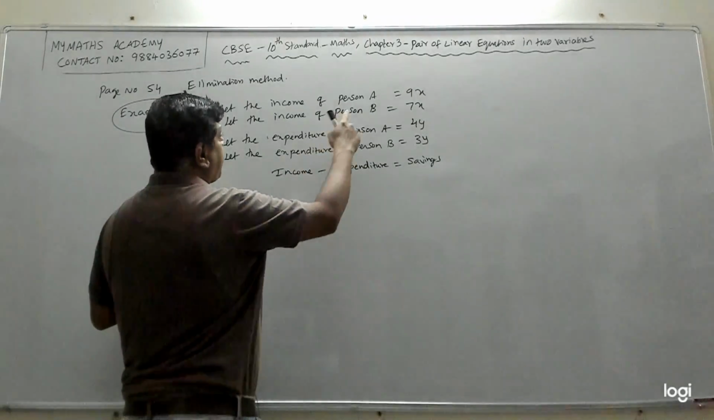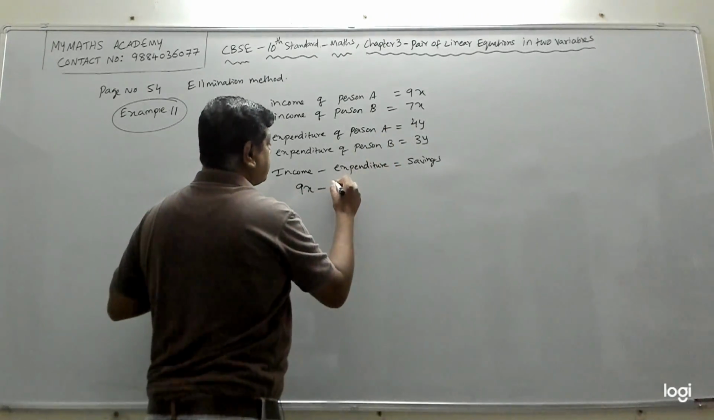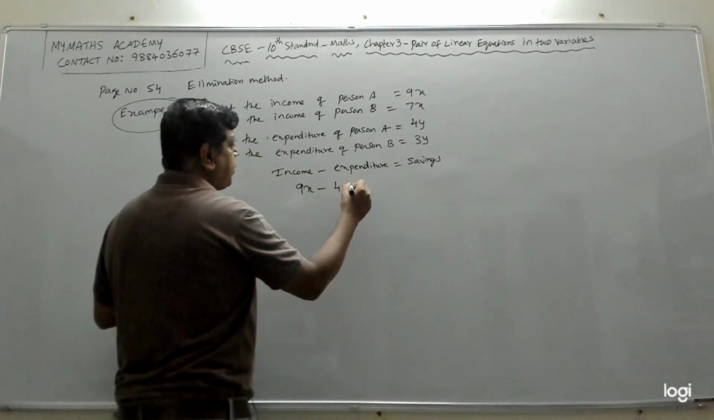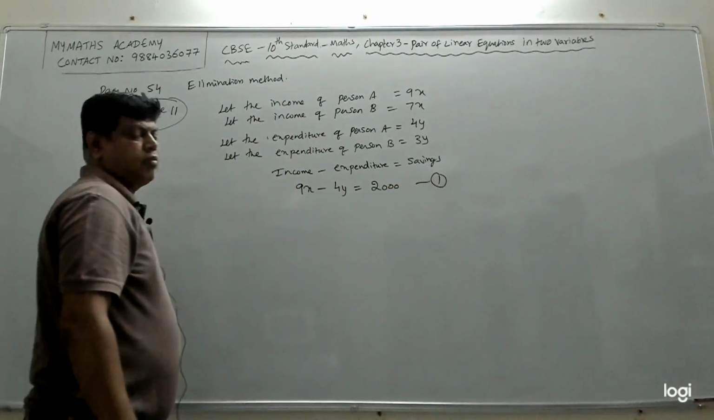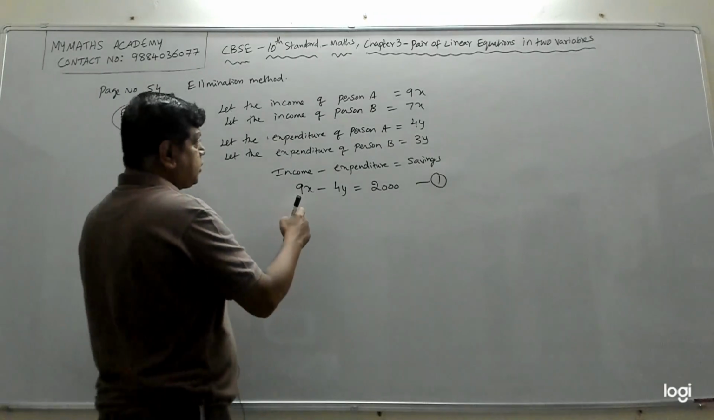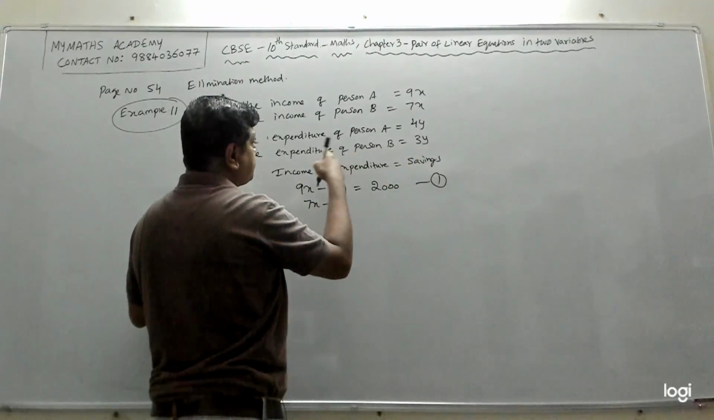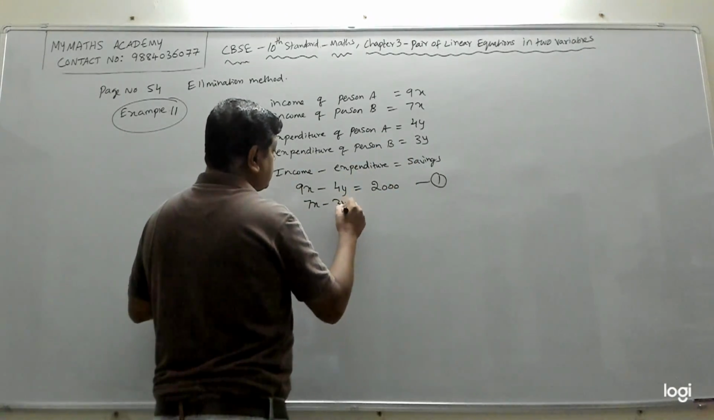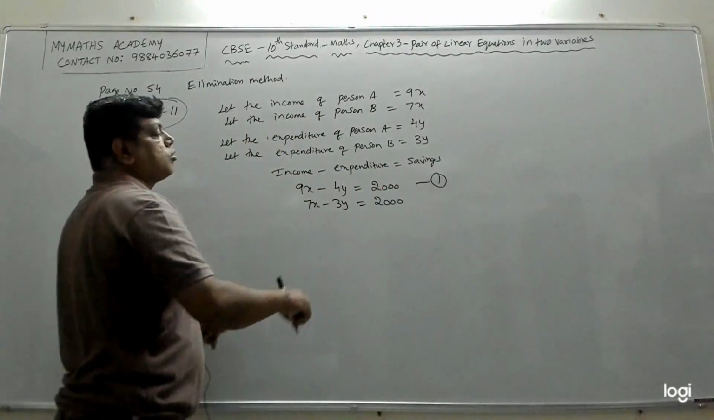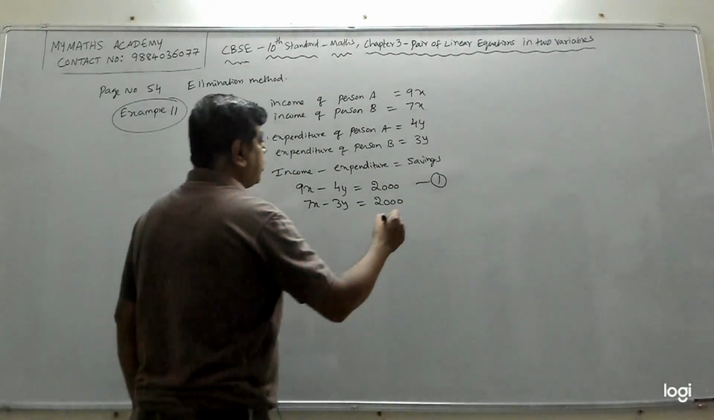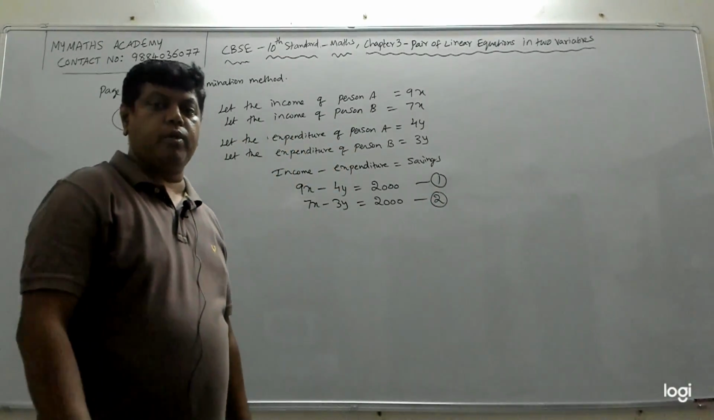So what is the income of person A? 9x. How much does he spend? The expenditure is 4y. So 9x minus 4y gives how much he is saving? 2,000. So this is the first equation. Now the second person, what is the income? 7x. How much is the second person spending, which means his expenditure is 3y. So income minus expenditure is savings. He is also saving 2,000 rupees. This is equation 2. Now we should solve them using the elimination method.